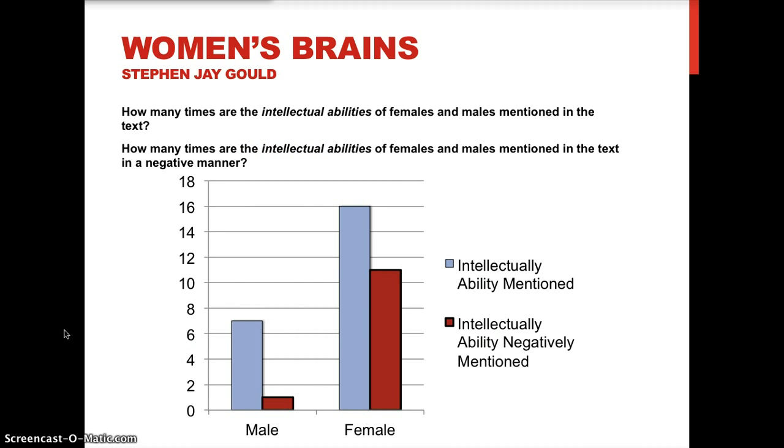Woman's Brains by Stephen J. Gould. I had a couple questions for his essay. How many times are the intellectual abilities of females and males mentioned in the text? How many times are the intellectual abilities of females and males mentioned in the text in a negative manner?